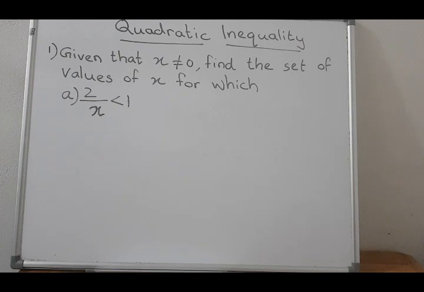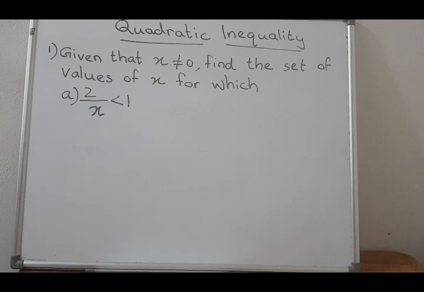Today we are going to learn how to solve quadratic inequality. Let's see the first question. Given that x is not equal to 0, find the set of values of x for which 2 divided by x is less than 1. So how can we solve this?